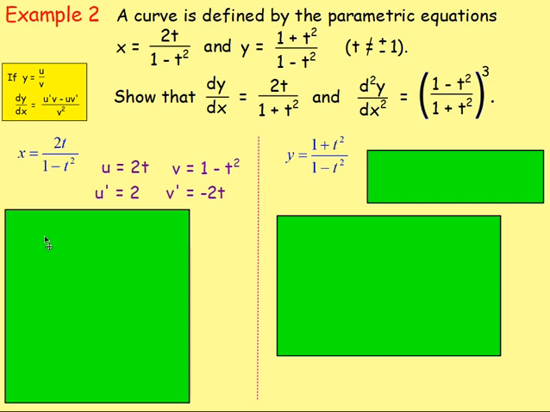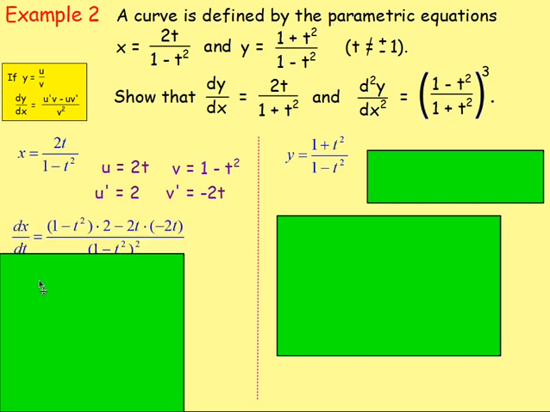dx by dt is going to be u dash v minus uv dash over v squared. So u dash times v, we've got the 2 times the 1 minus t squared. We're subtracting 2t times negative 2t, and we're dividing that by v squared, the 1 minus t squared, all squared.